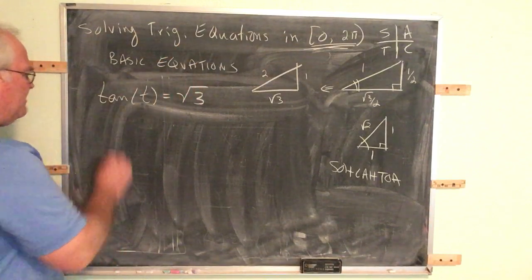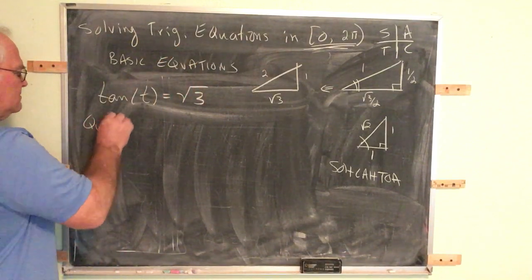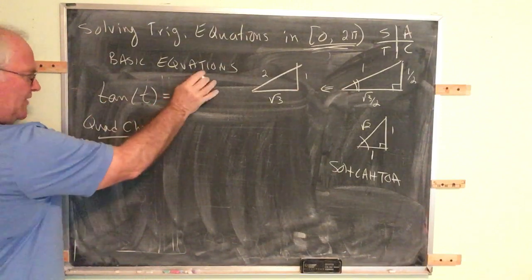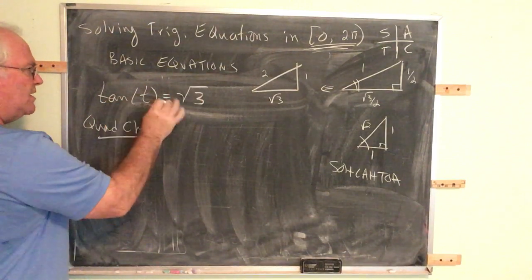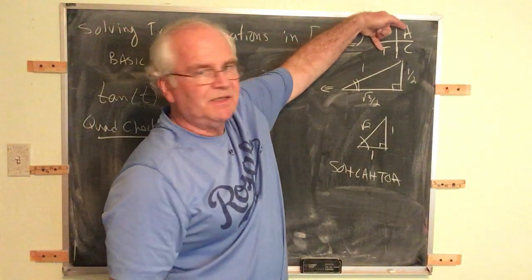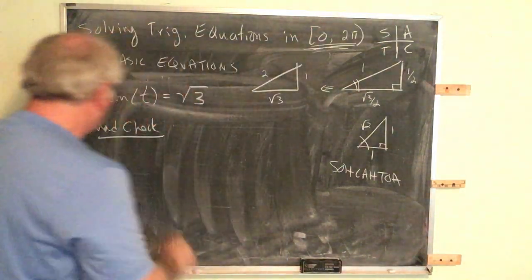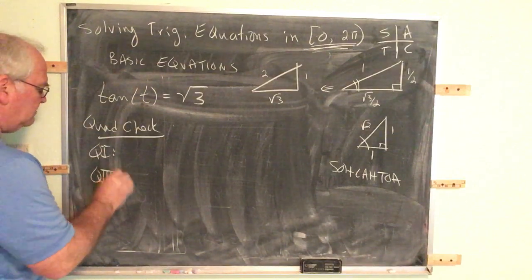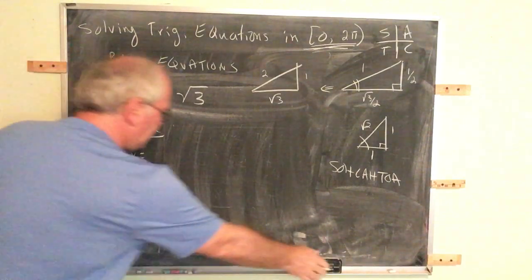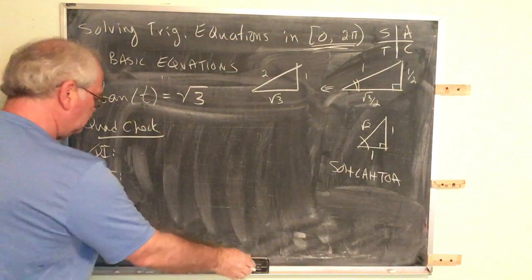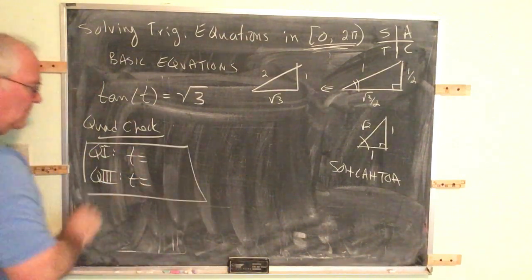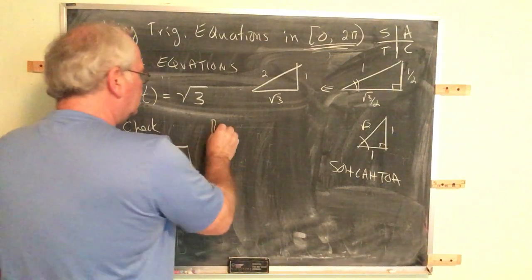Now it's the same, quadrant check. When is tangent positive? Tangent is positive in quadrants 1 and 3. So we have a quadrant 1 solution, we have a quadrant 3 solution. T equals, not x equals. Reference angle.